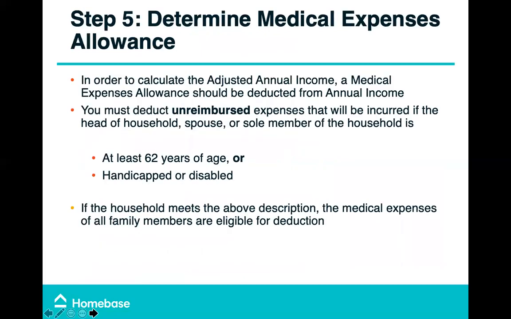So, moving on to the medical expense allowance. To determine if you need to make this deduction, you're going to ask if the household has a head of household, spouse, or sole member of the household who is at least 62 years of age or is handicapped or disabled. If the household meets the above description, the medical expenses of all family members are eligible for deduction.